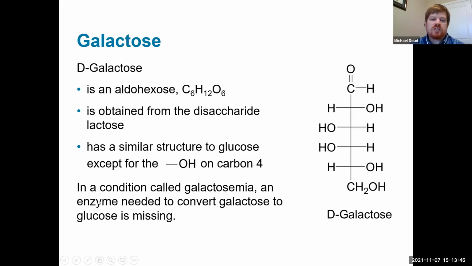So if you have galactosemia, that means that an enzyme that usually converts galactose to glucose is missing. For most of us, we process galactose by first turning it into glucose and then sending it through our metabolic pathways. However, it's possible to miss that enzyme. In that case, you would not be able to process galactose, and I believe you would actually have galactose as a toxin.